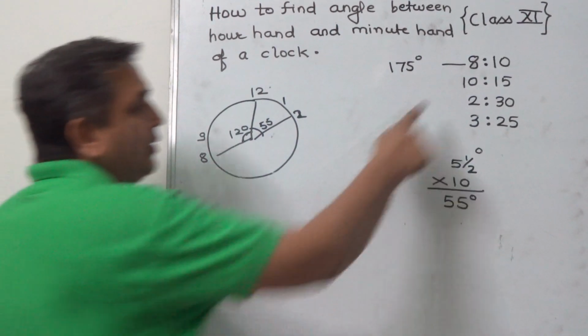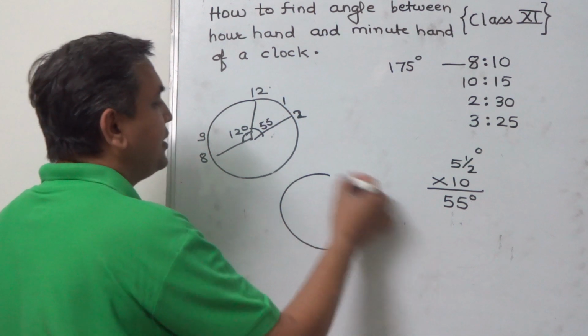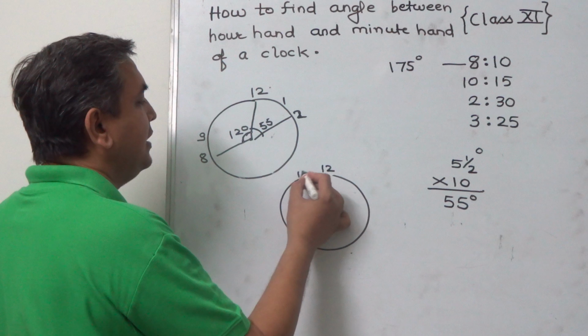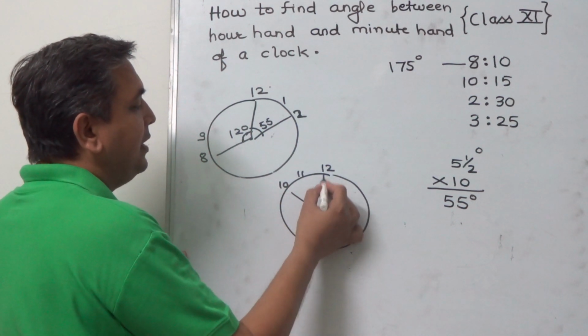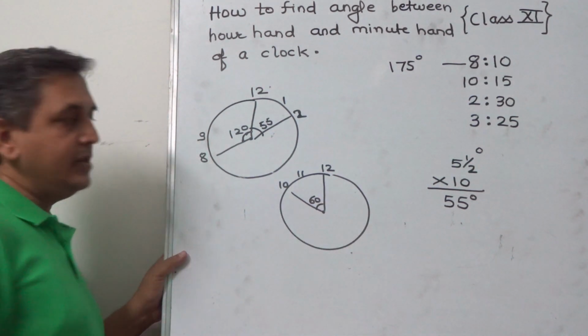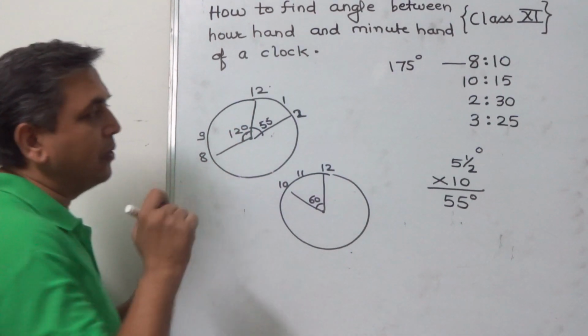Okay. Now let us see the next sum, 10:15. How is the position at 10 o'clock? This is 12, this is 11 and this is 10. The hour hand is at 10 and the minute hand at 12. The angle is 60 degrees. This is the angle between the arms of the clock at 10 o'clock.